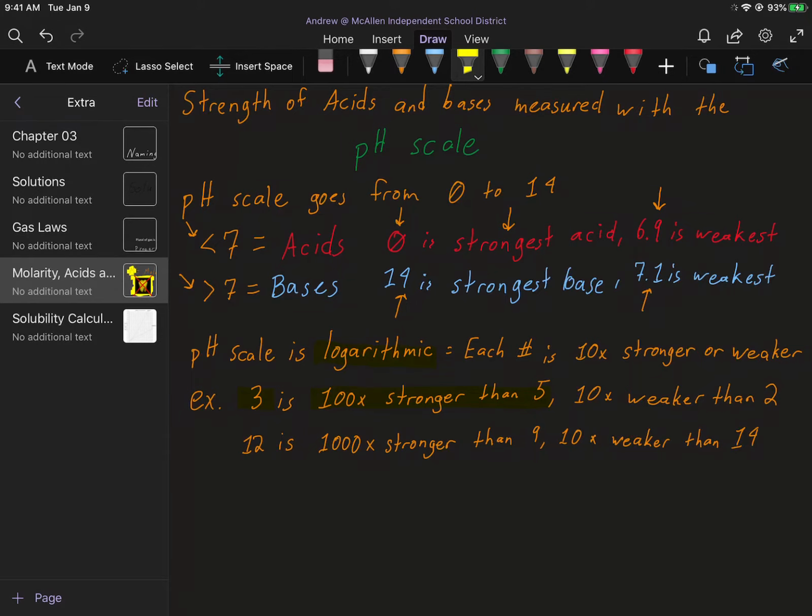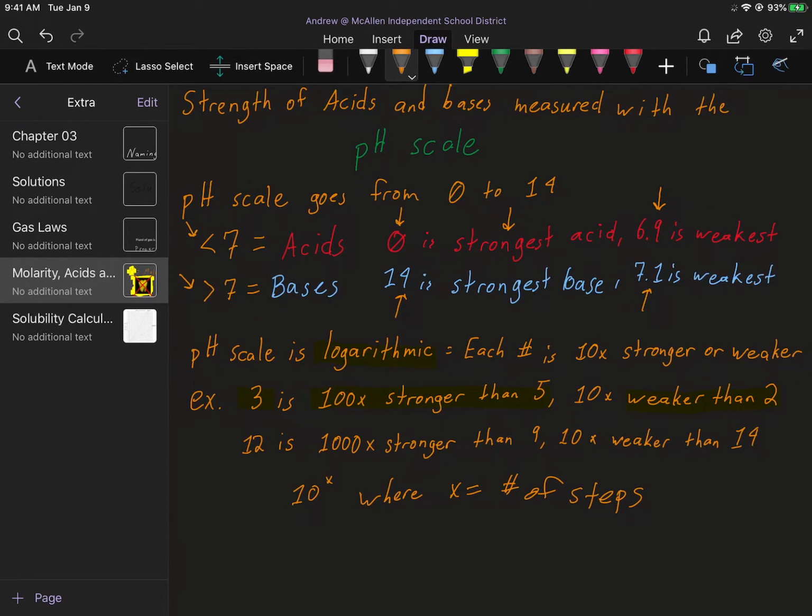Your pH of 3 would be 10 times weaker than something with a pH of 2. You just count the number of steps, and then it's 10 times that number of steps. Well, 10 to that power. So 10 to the x, where x equals number of steps.